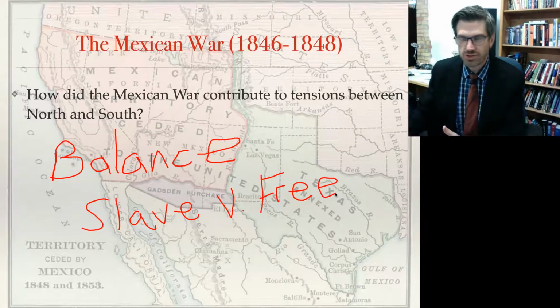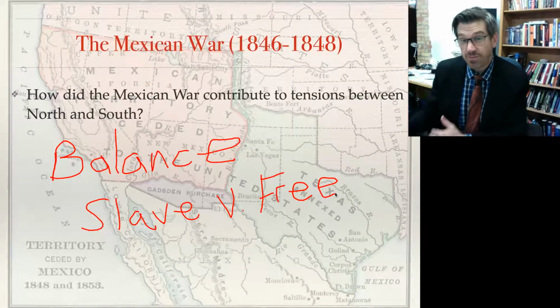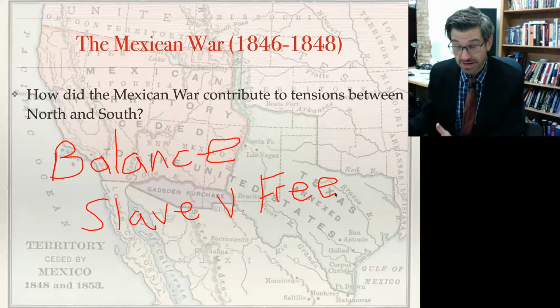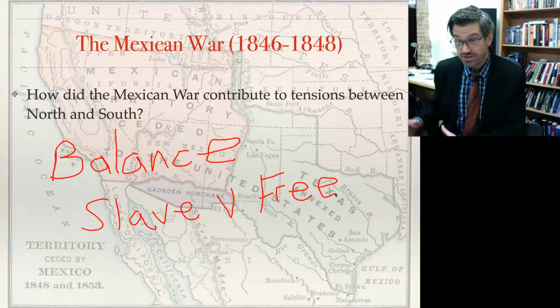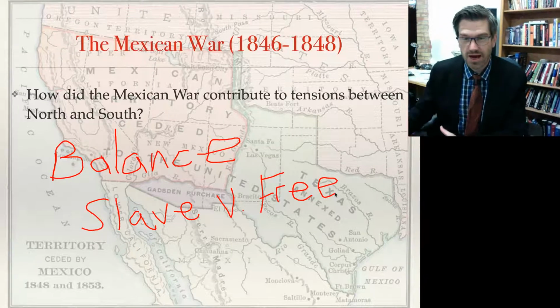Slavery goes away much sooner in the North than it does in the South. But I do want to point out, and we'll say this later, it's not like Southerners are all racist and Northerners are not, because there are going to be racists in the North as well. But slavery, North and South.